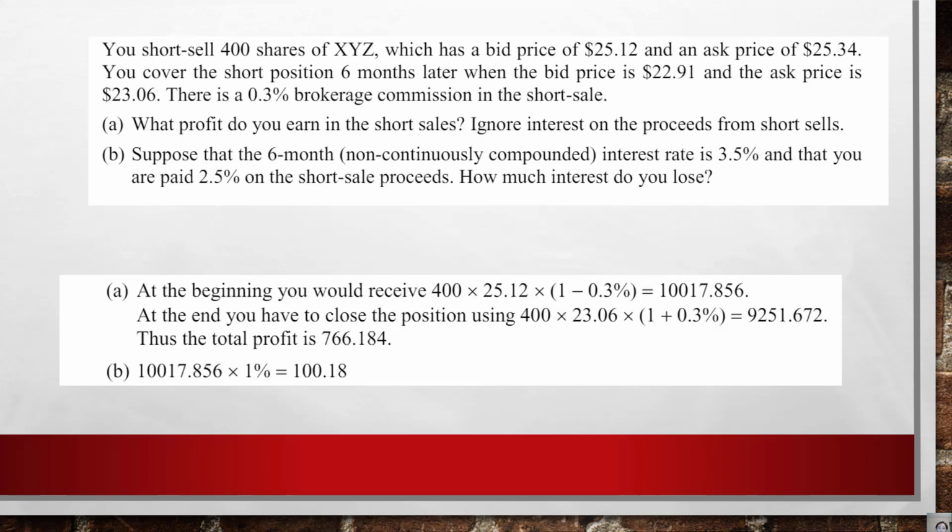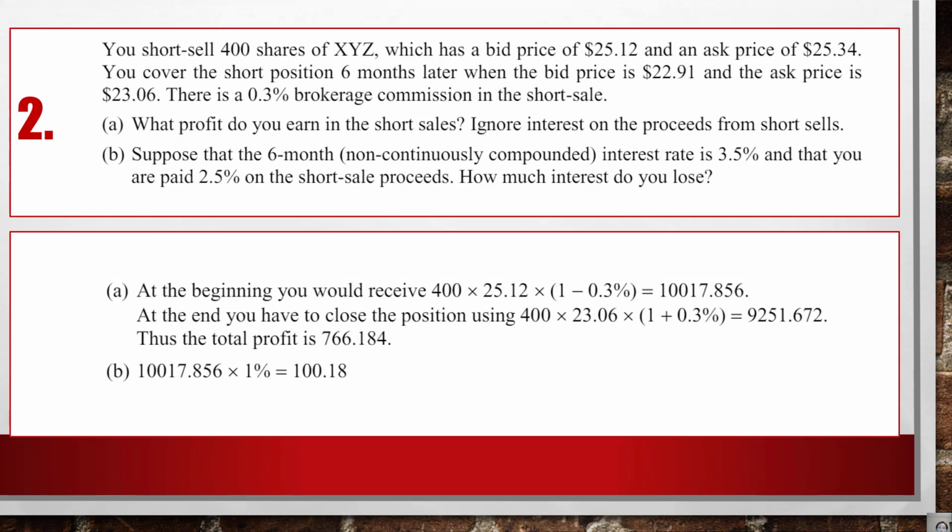All right, let's consider the next problem. You short sell 400 shares of XYZ, which has a bid price of 25.12 and an ask price of 25.34. You cover the short position 6 months later when the bid price is 22.91 and the ask price is 23.06. There is a 0.3% brokerage commission in the short sale. What profit do you earn in the short sale? Ignore interest on the proceeds from short sales, and suppose that the 6-month non-continuously compounded interest rate is 3.5% and that you are paid 2.5% on the short sale proceeds. How much interest do you lose?